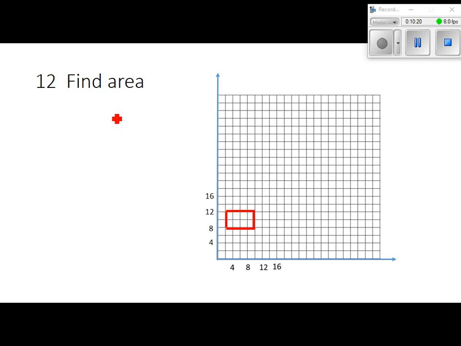Number 12. Number 12 was the sandbox one. You have to be careful on the sandbox one, because when you look over here at your numbers, they want you to find area, so area is going to be length times width again because it's a rectangle, but when you look at your numbers, notice that each space this time isn't going by ones, it's going by twos. So when we count this, it's not 2, the length of that side ends up being 4.